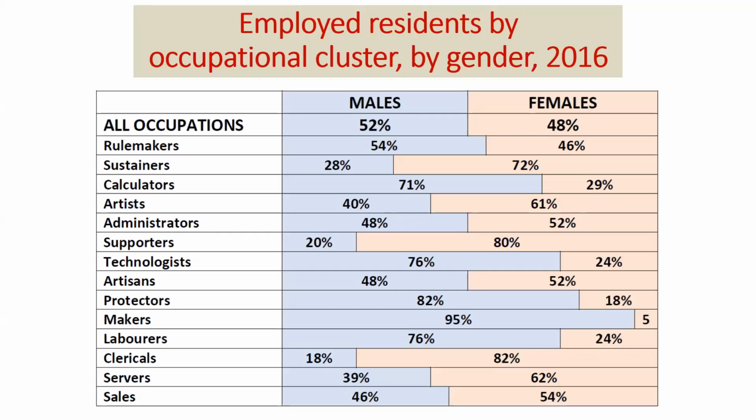Most of our occupations, and it's pretty clear here in terms of these occupational clusters, have a gender bias. They are either largely male or substantially female. Just going down the list. Sustainers are 72% female. Calculators, 71% male. Going down further, supporters, 80% females. Technologists, 6% females, sorry, males. Protectors, 82% males. Makers, 95%. Laborers, like in so many of these categories, it's not just that it's 60-40, it's often 70 or 80, and sometimes even 90% of one gender or another. It's just remarkable to think that in 2020, we still have such strong stereotypical distinctions in terms of occupations.